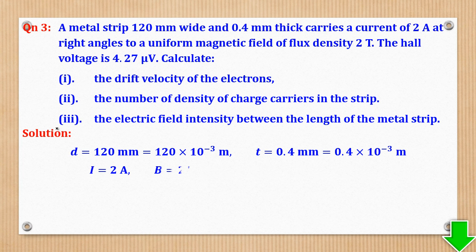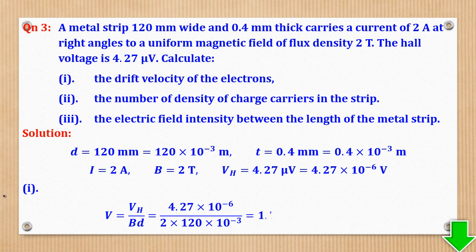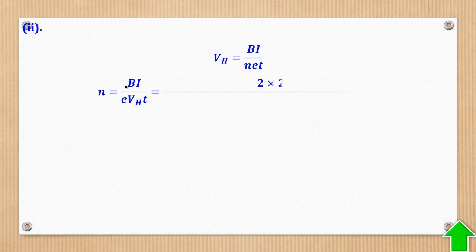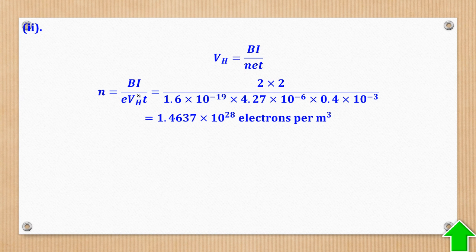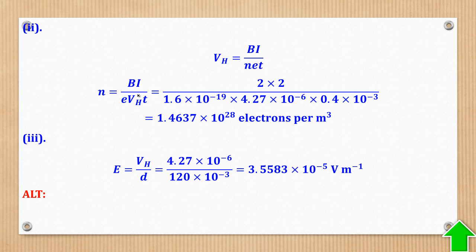So that is what is given. Then I can calculate drift velocity, substitute Hall voltage, flux density, and the width to give you this, or length. Then Roman 2, make n the subject, you will still come up with the number of electrons required. And Roman 3, electric field intensity, there are 2 formulas, you can either use that or you can use this. Whatever you use is okay.